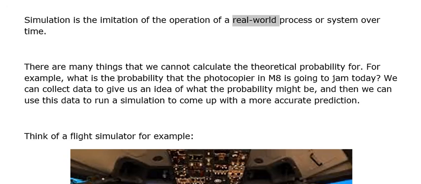That's a theoretical probability. What we want to be able to do now is simulate something, because we don't actually know what the theoretical probability for our photocopier jamming is. Okay, so we can collect some data on it, we can come up with some estimates, and then we can run a simulation to come up with more precise estimates of the exact system we're looking at.